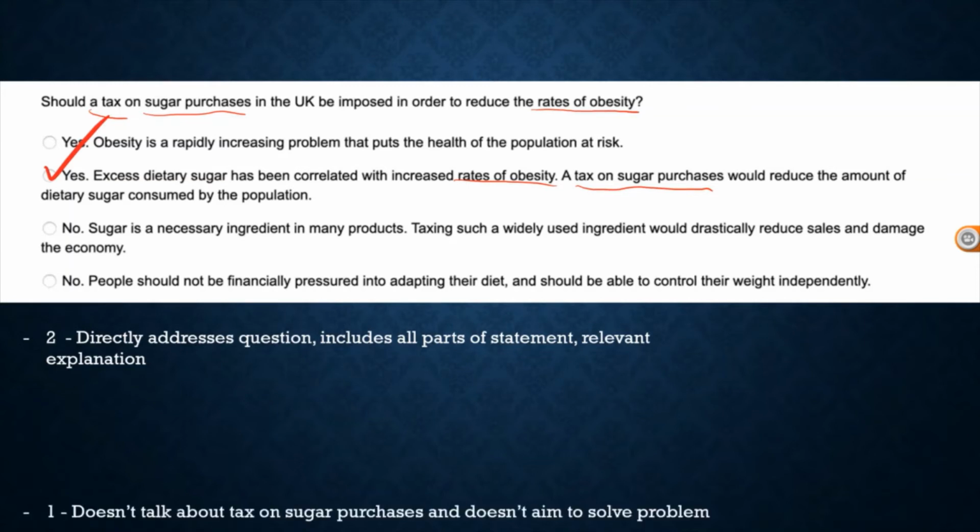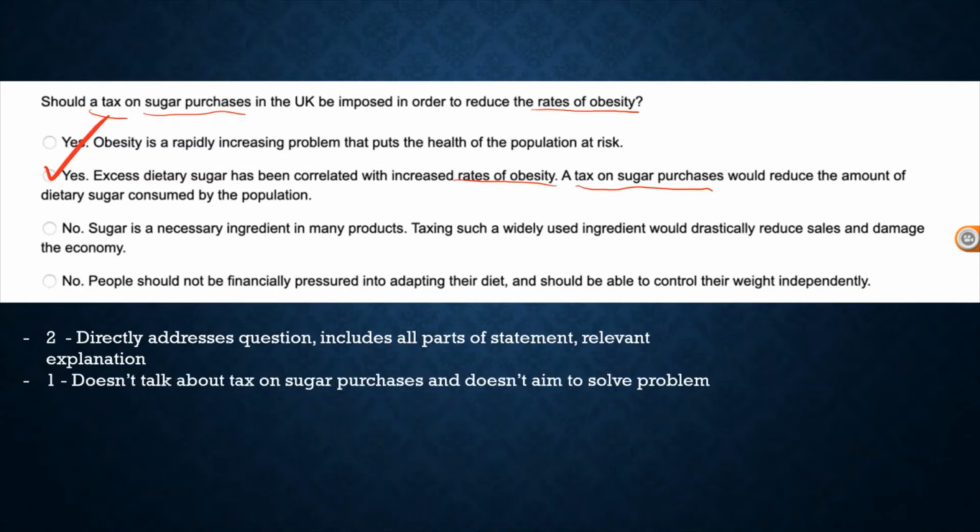Whereas if you look at the other examples, for instance, the first one, it doesn't directly talk about tax on the sugar purchases and doesn't aim to solve the problem. So in the first option, tax isn't mentioned anywhere, so it's not directly mentioning what's in the question. That's why it can't be the right answer.